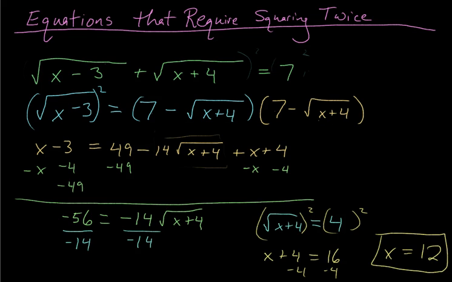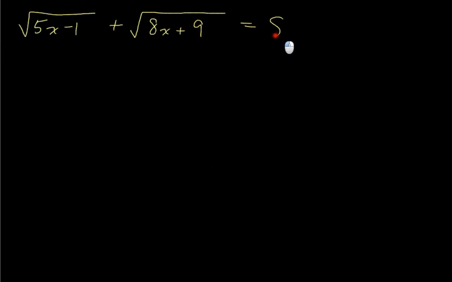All right, let's try one that doesn't work out quite so pretty, and then we'll call it a day. So let's go: square root of 5x minus 1 plus square root of 8x plus 9 is 8. All right. So again, we're going to get one of the square roots by itself. So square root of 5x minus 1 is 8 minus root 8x plus 9. Square both sides.